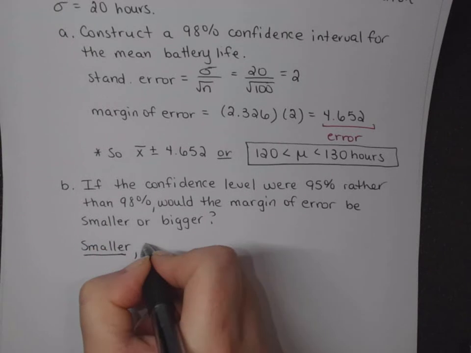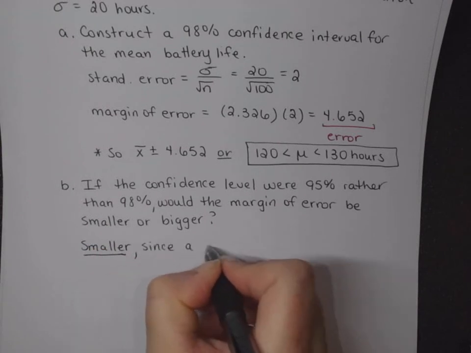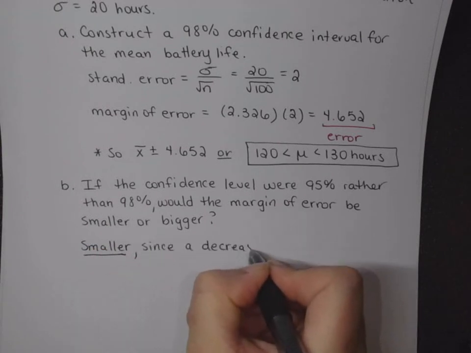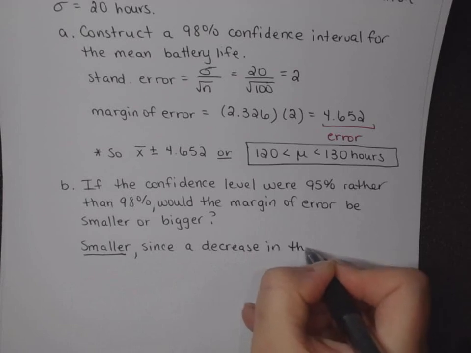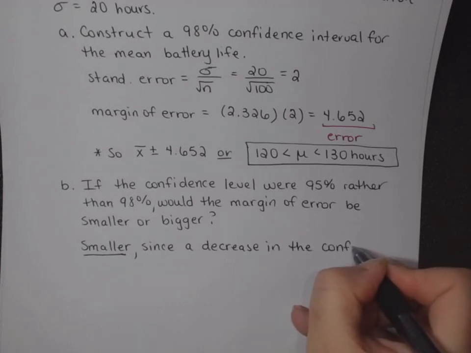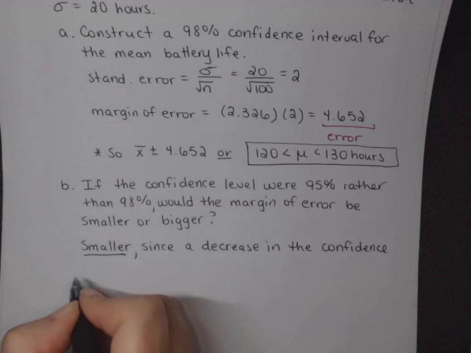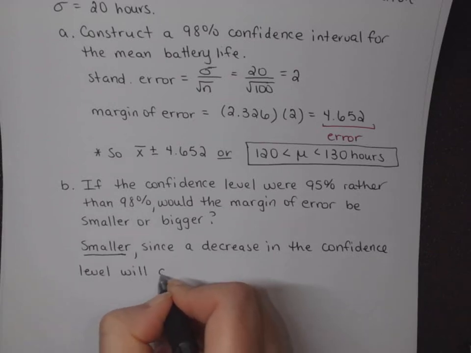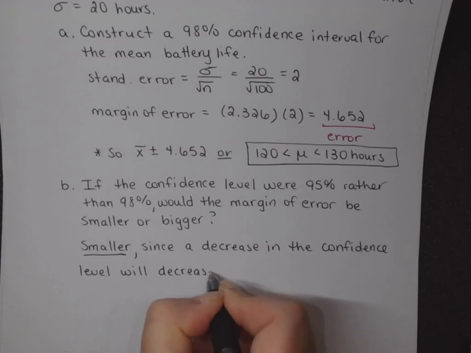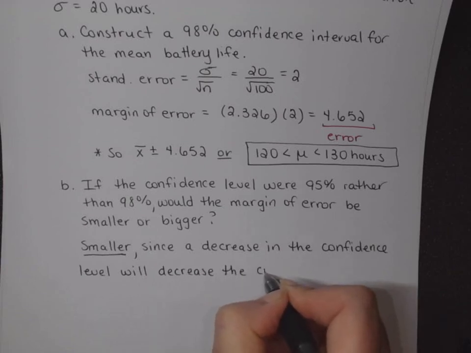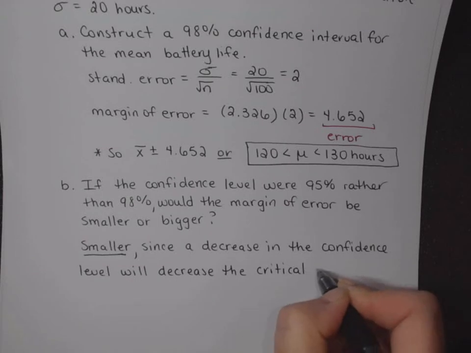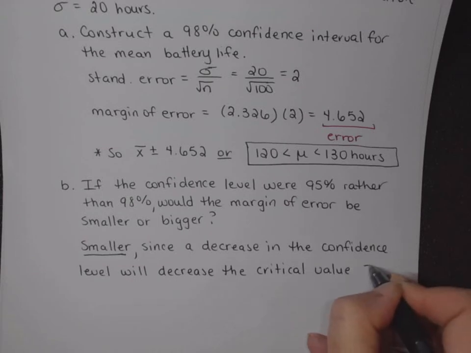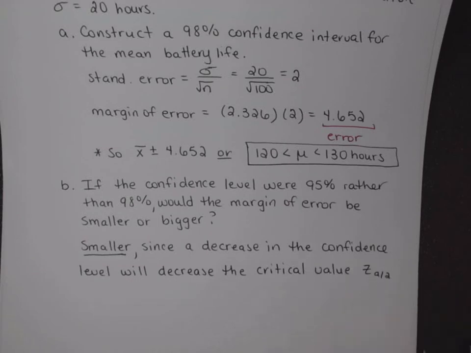Okay, so the answer is smaller, since a decrease in the confidence level will in turn decrease our critical value. In other words, we don't have to go out as far because we're not having to be as certain. And remember, our critical value is z sub alpha over 2. And it's alpha over 2 because we're splitting it up left side, right side. That's why it's alpha over 2.